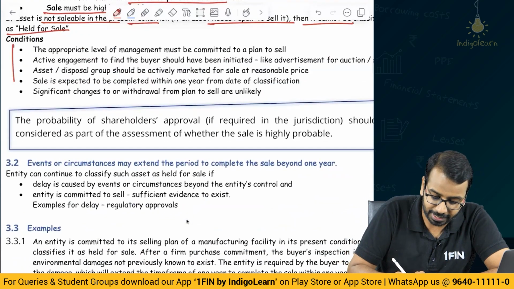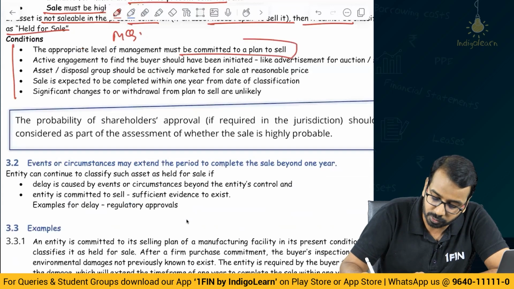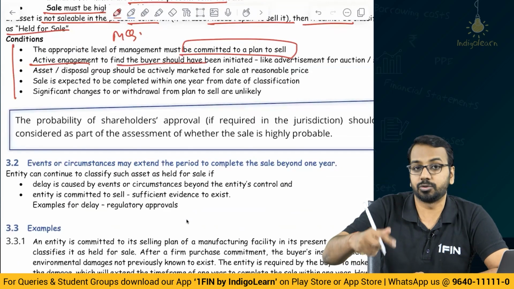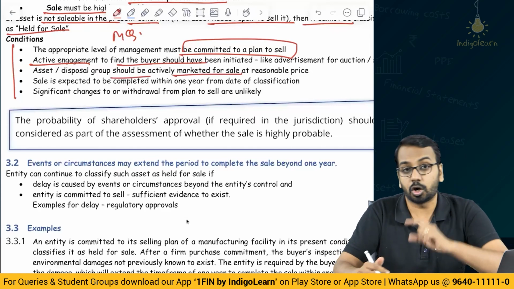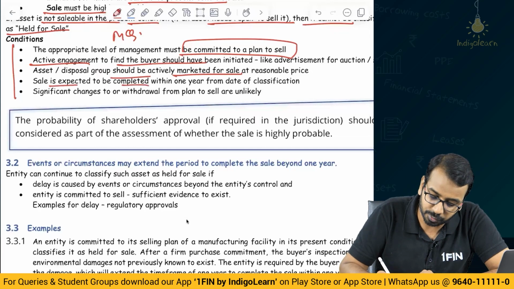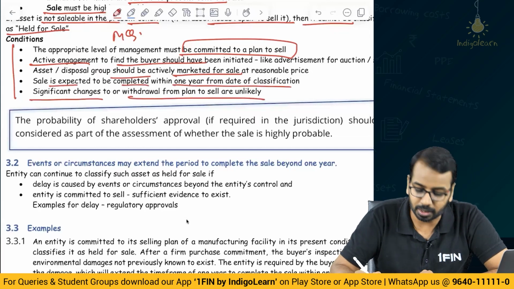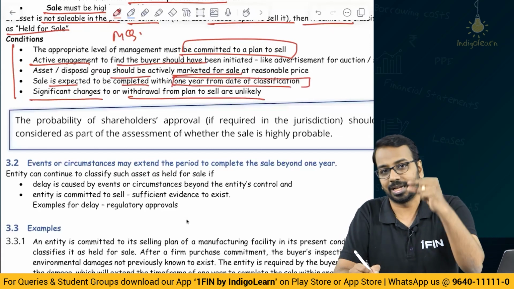Few conditions, again important from an MCQ point of view. The appropriate level of management must be committed. So, the management must be committed to a plan of sale. Active engagement to find the buyer. So, you should have started searching for the buyer. Should be actively marketed. Not only are you searching for the buyer, you are also marketing the non-current asset. Sale is expected to be completed within 1 year from date of classification, and significant changes or withdrawal is unlikely. So, the time period that you have to remember, 1 year from the date of classification.